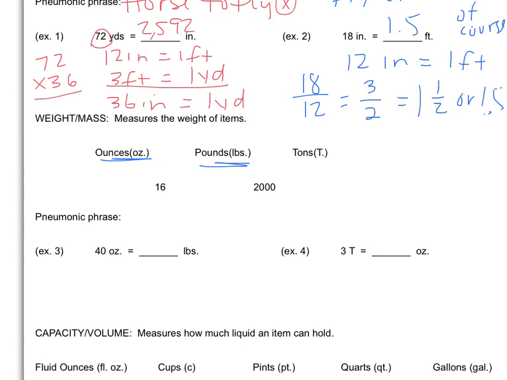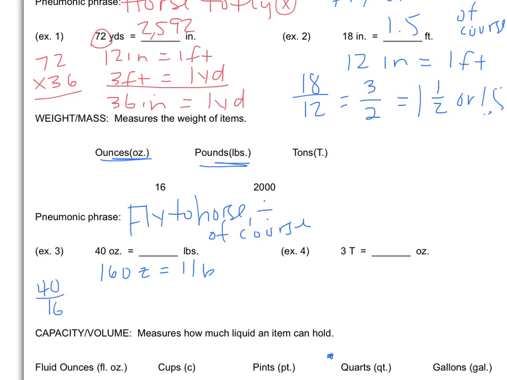So again, smaller to larger, fly to horse, divide of course. Okay, so the conversion, again on your sheet, is 16 ounces equals 1 pound. We have to divide, so you're going to do 40 divided by 16. Again, just reduce your fraction.